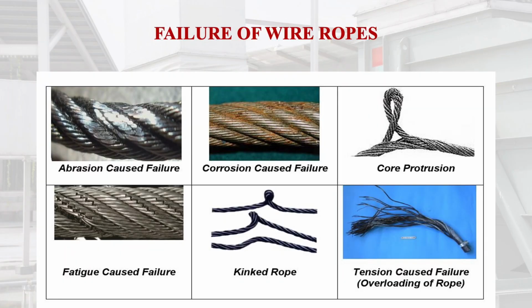So these defects should be inspected properly in the wire rope. If any of these defects is there in the wire rope, it should not be used, and corrective action should be taken immediately, and ideally it should be replaced. Some more defects have been shown here, due to which wire ropes may fail. That is, abrasion caused failures.